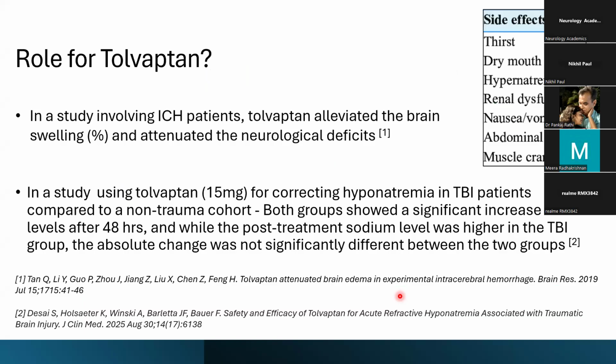And regarding tolvaptan, some people have tried using it. There is very limited literature. Some people have tried using it in intracerebral hemorrhage as well as in patients with traumatic brain injury. They have shown that it helps to increase the serum sodium, and some of them have attenuated the neurological effects also. However, these are early studies only. We don't have too much data on the use of tolvaptan.